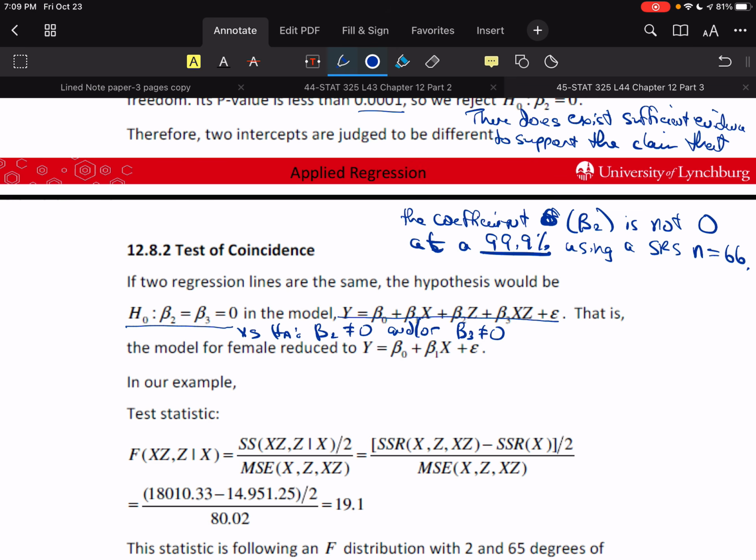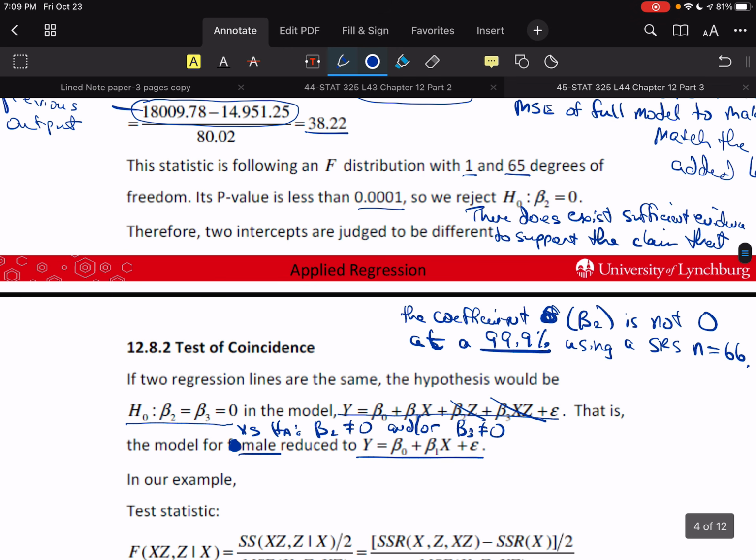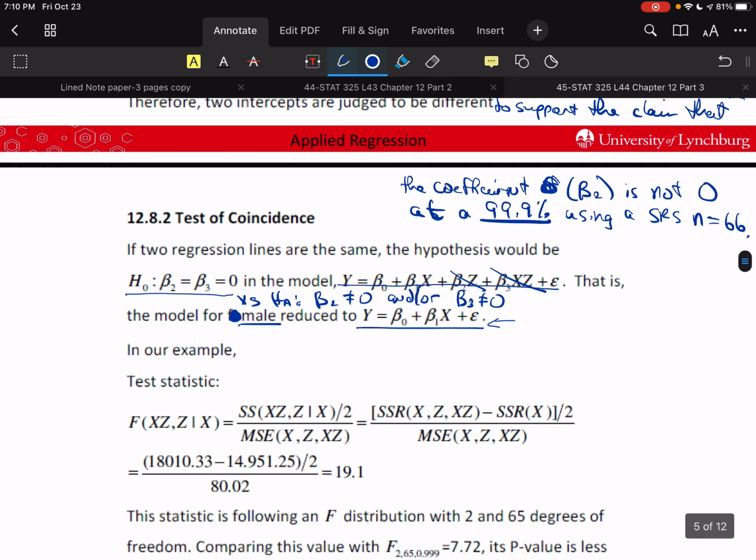Okay? And so for female, this is actually for male, not female. It's reduced to this. So if Z is equal to 0, that's male, then in this full model, this goes to 0, this goes to 0, and we're left with this equation. So we're going to do a multiple partial F test, and we're going to look at adding XZ and Z. And we have to do them both because if Z is 1, then we end up adding both Z and XZ terms in this model. All right, so we can't just add one of them. If we have both in the model, we have to add them both at the same time.